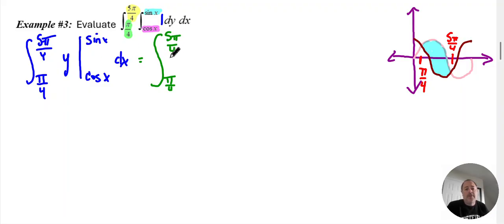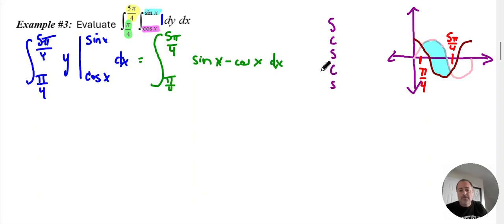And we're going to do the fundamental theorem of calculus, where we plug in sine of x for y. So we get sine of x for y, and then minus the cosine of x dx. Okay? We just did a quick substitution where we see y, we plug in the top function, sine of x, plug in cosine of x for the bottom, and we get this simple function that we see right here.